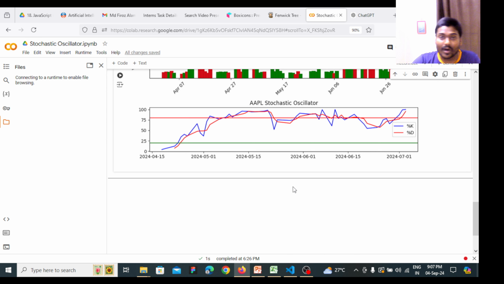Next, we conclude our project. We see that the stochastic oscillator is a critical tool in technical analysis, aiding traders in understanding market movement and market analysis. It also identifies overbought and oversold conditions, guiding strategic buying and selling decisions.